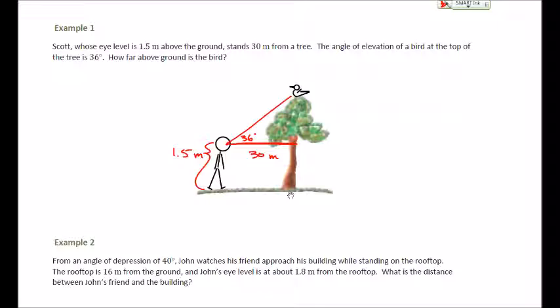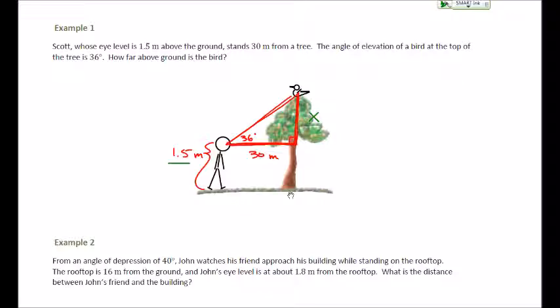Well, I need to find a right triangle so that I can answer this question. If I think about the distance from the bird down to the tree and looking at the height as perpendicular to the ground, then I have this right triangle right here. And I want to know this length right here, how high the bird is from Scott's eye level. Okay, and we'll deal with this 1.5 meters towards the end of the problem.